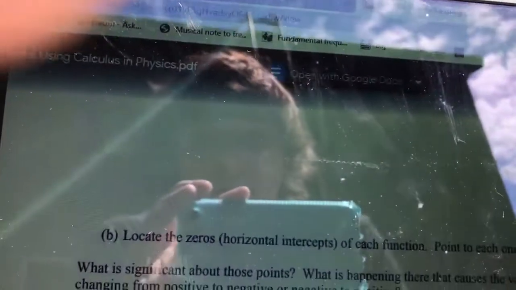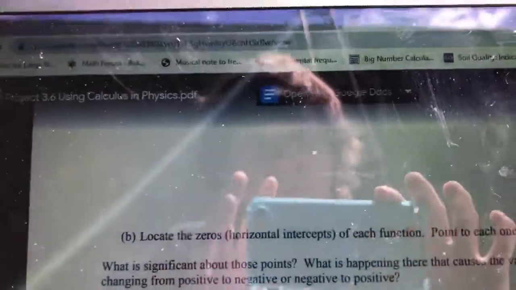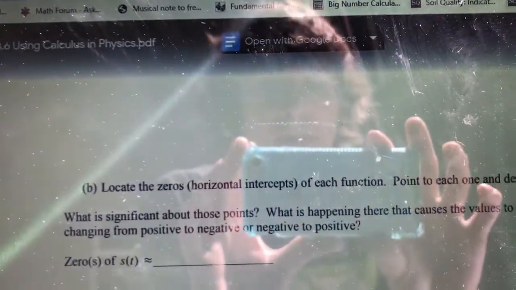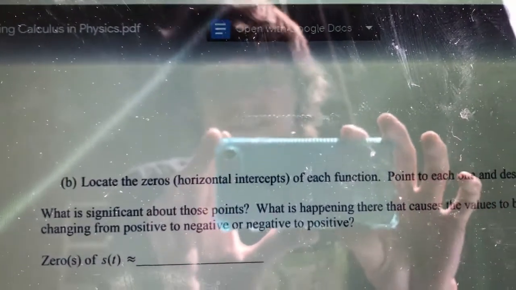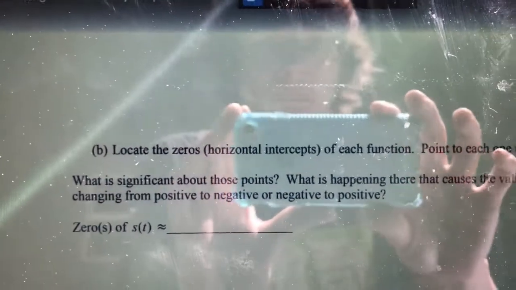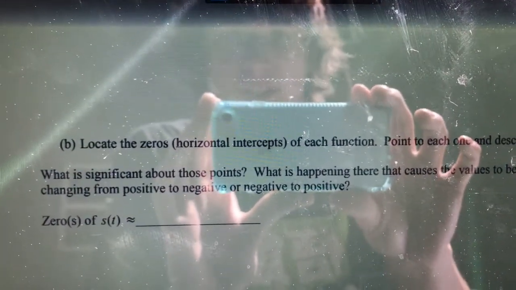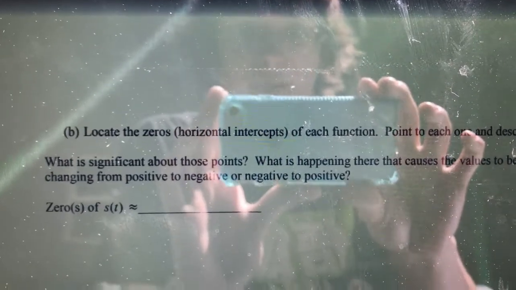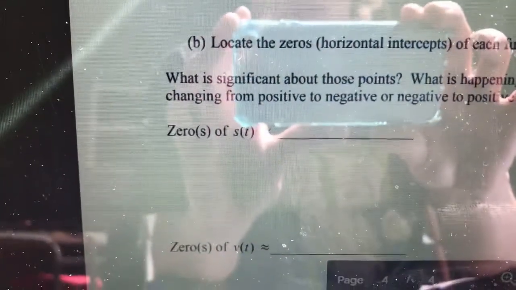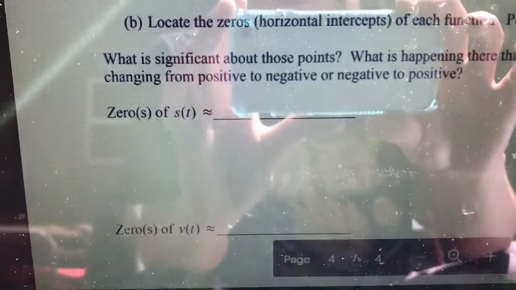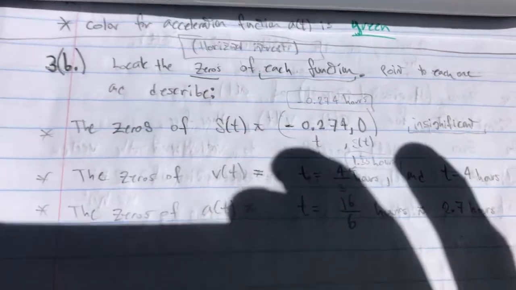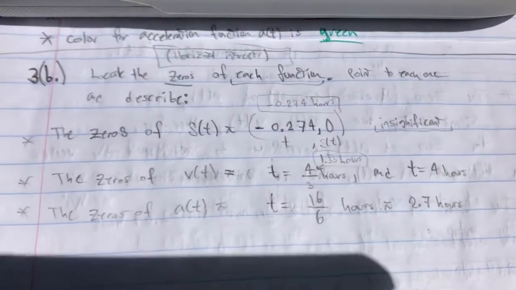So 3b. Locate the zeros, horizontal intercepts of each function. Point to each one and describe what is significant about those points. What is happening there that causes the values to be changing from positive to negative or negative to positive. So we need to find the zeros of s of t first, so we'll do that. Now, I have the zeros written out. I'll try to explain them to the best of my ability in a second.